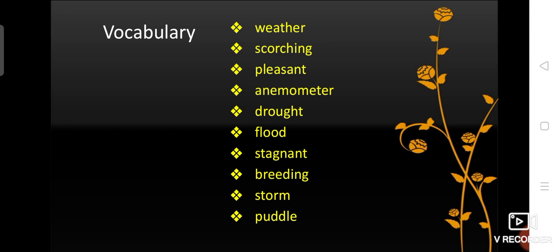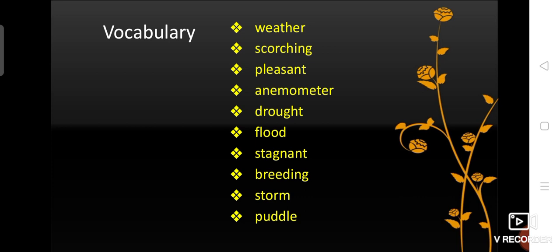The next one is storm. Storm is a word related with wind. Storm means a heavy blowing of air with rain, that is called storm. In Tamil they used to say puyal. Okay. And last one is puddle.